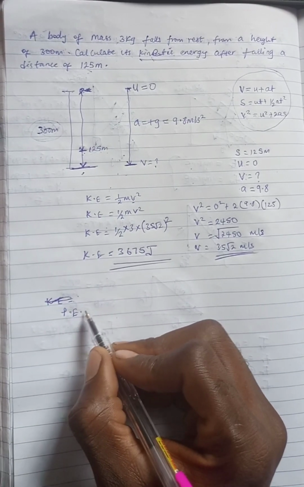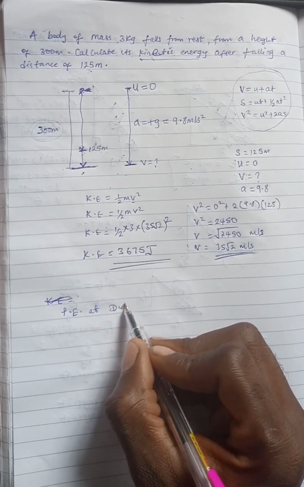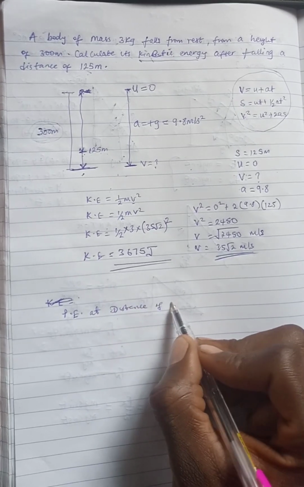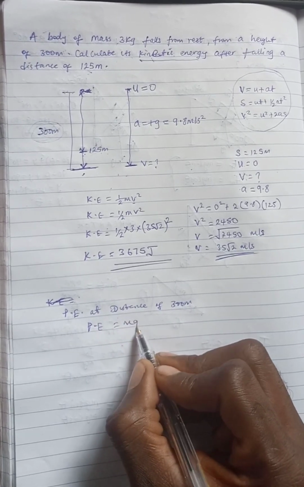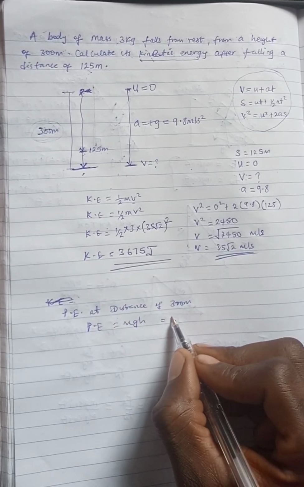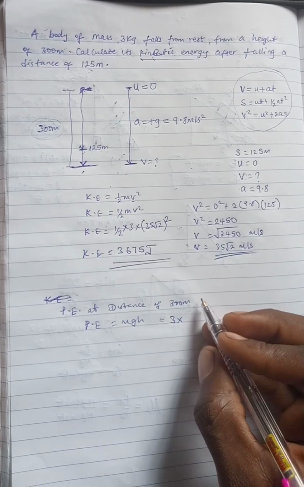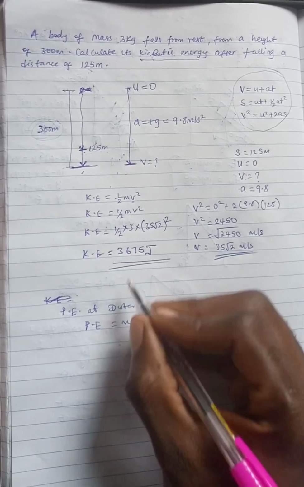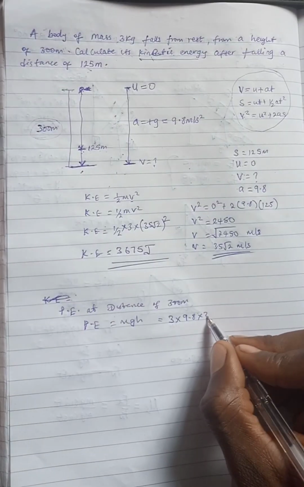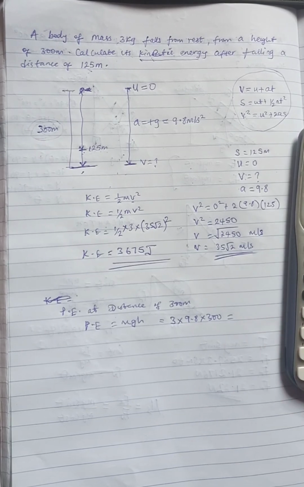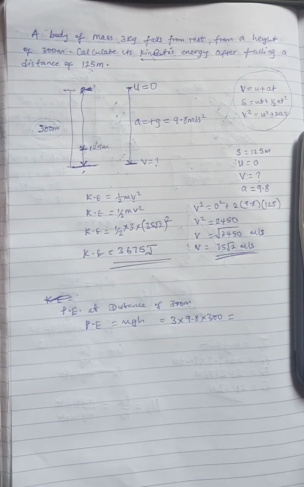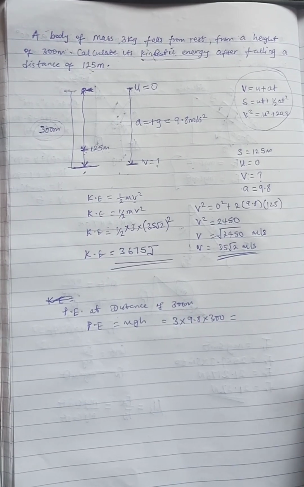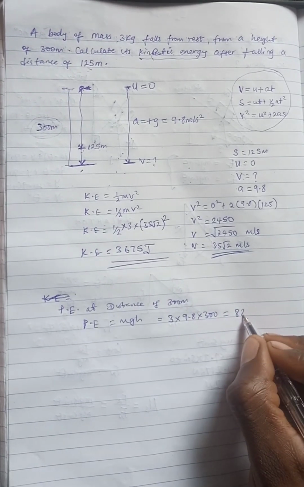So for now, let us get the potential energy at a distance of 300 meters. The formula for potential energy is equal to mgh. So m is 3, times g, which is 9.8, times the maximum height, which is 300 meters. So our potential energy will be 3 times 9.8 times 300. This will give us 8820 joules.